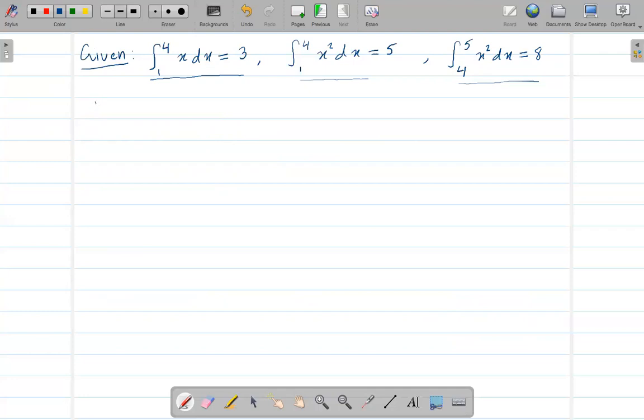Now we need to find the value of integration from 1 to 4 of 2x dx. Well, I can here basically just bring this 2 out. So I'll just have integration from 1 to 4 of x dx, right? The value of this is given, from 1 to 4, x dx, the value is 3, right? So that means 2 times 3 is 6, right?